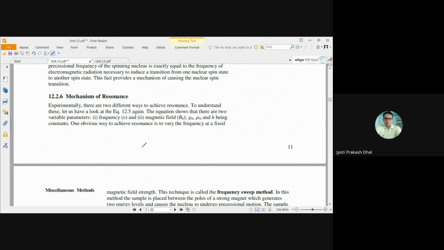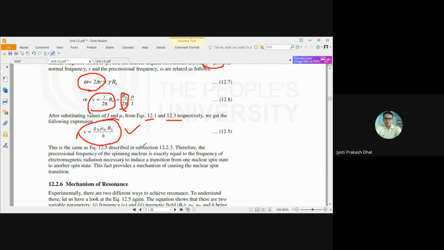Experimentally, there are two different ways to achieve resonance. So here we will discuss what resonance is. To understand this, let us take equation 12.5 again. Equation 12.5 says nu equals Gn mu n B naught by H.